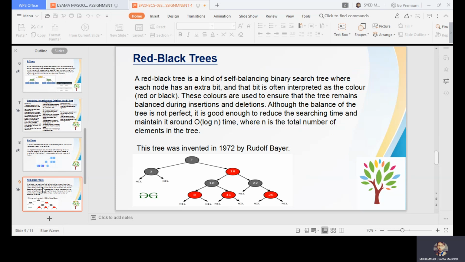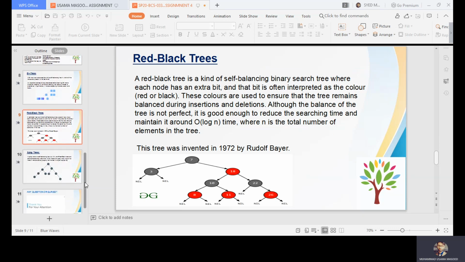So these colors show that the bits are in the proper order and they are balanced. Although the balance of the tree is not perfect, it is good enough to reduce the searching time. So this feature reduces the search time, enhances the time complexity, and maintains it around big O log n time, where n is the total number of elements in the tree. So this was all about red black trees, and this tree has better complexity than the B-trees, B+ trees and AVL search trees.